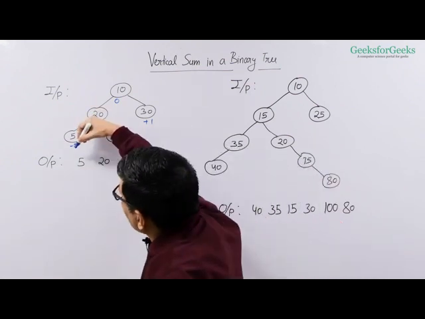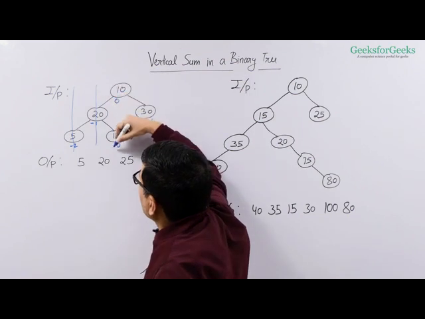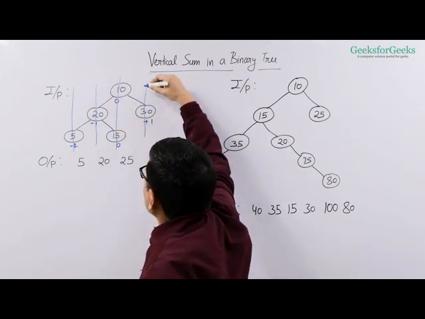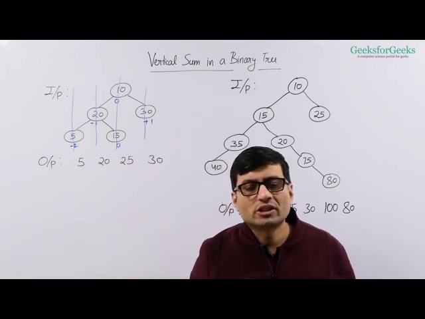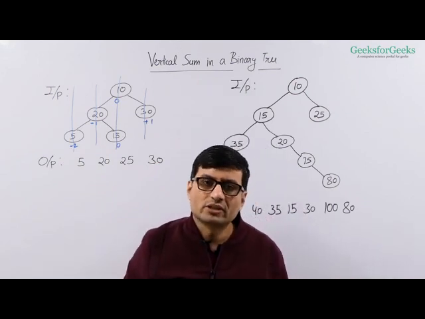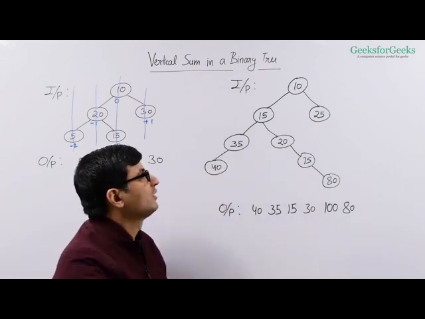So we call it vertical sum because these nodes fall on the same vertical line if we consider horizontal distances this way. The left child has the horizontal distance of its parent minus 1 and the right child has the horizontal distance of its parent plus 1. Let's now see this example.